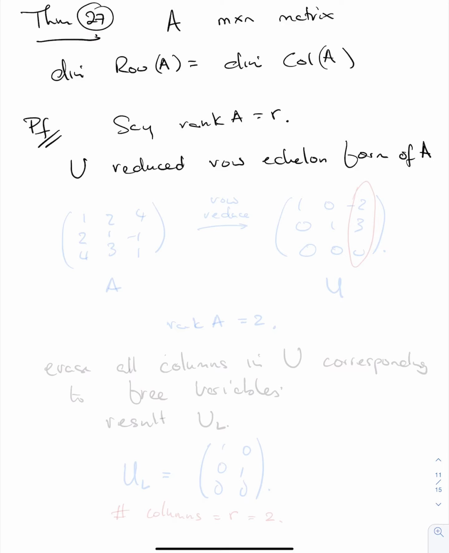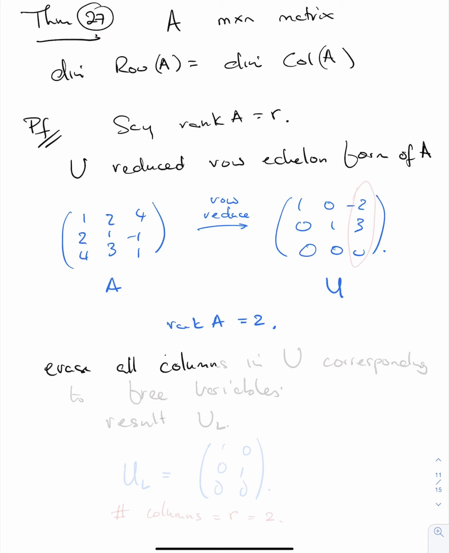So say we've got the matrix with rows (1, 2, 4), (2, 1, 3), (4, -1, 1). We're going to reduce to get the rows (1, 0, -2), (0, 1, 3), (0, 0, 0). So this would be A and this would be U in this argument. And the rank of A, as we talked about before, would be 2. The next step of our proof is to erase all the columns in U corresponding to free variables. And the result is going to be U_L.